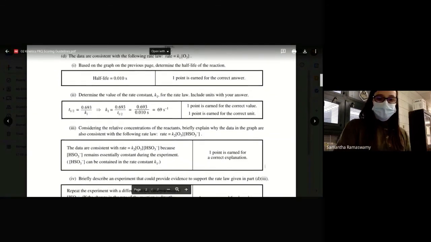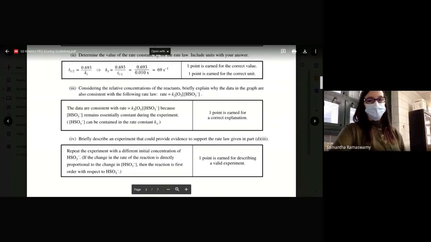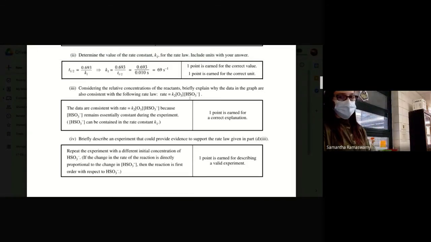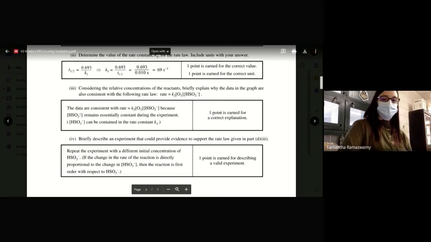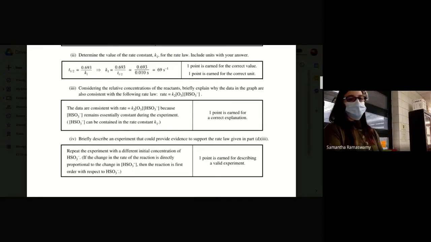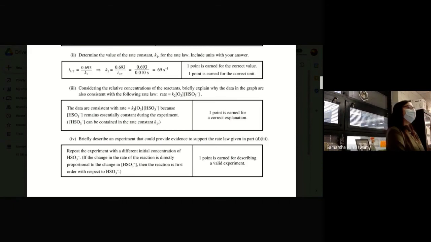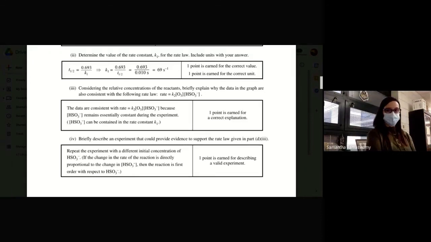Part 3 says, considering the relative concentrations of reactants, briefly explain why the data is also consistent with this rate law. So both of them being first order. So the data is consistent with both of them being first order because the concentration of HSO3 minus remains essentially constant during this experiment. So HSO3 minus is not changing the rate very much when we're changing O3. So the data is consistent because the concentration remains essentially constant during the experiment.